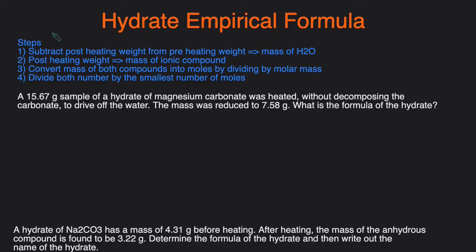In today's video, we'll be going over how to determine the empirical formula of a hydrate. A hydrate is just an ionic compound with water attached. For example, we could have CuSO4 with 5 water molecules attached to it, and that would be an example of a hydrate: just an ionic compound, then a dot and the number of water molecules attached to it. So here are the steps for determining the empirical formula of a hydrate, and we'll go through two examples following the steps.